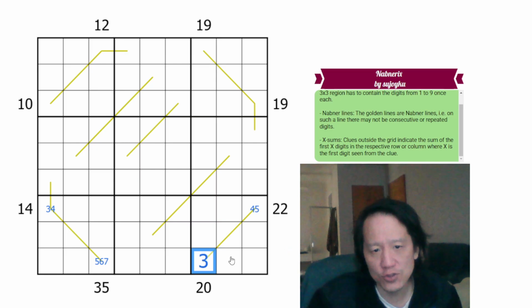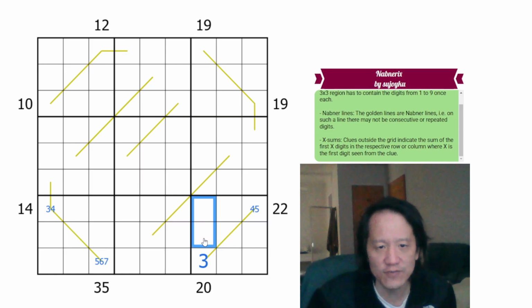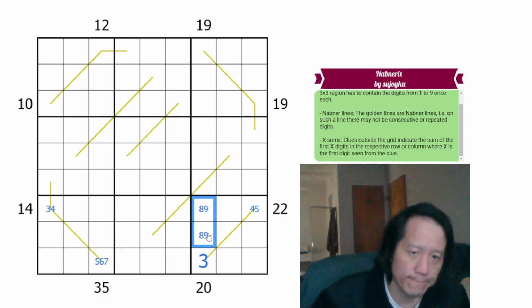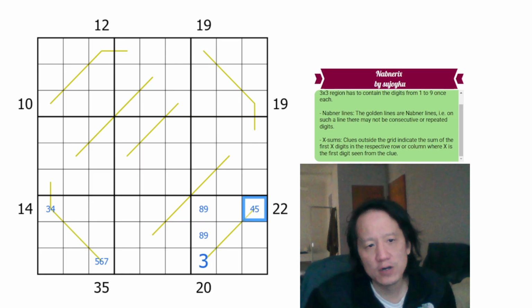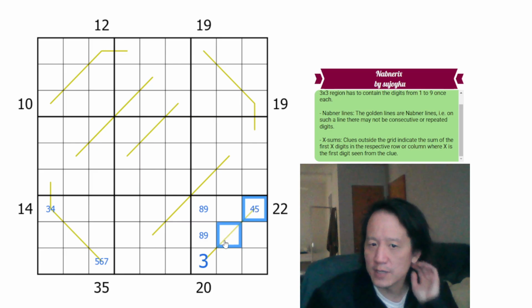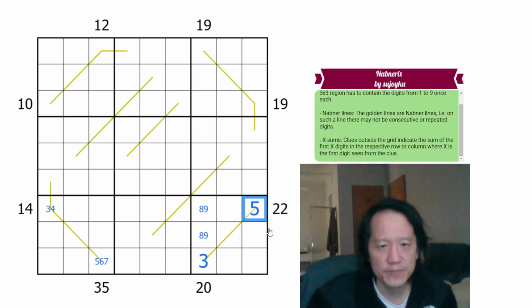Therefore, it has to be 3, which means the next two cells, apologies, have to add up to 17, which would only be 8 and 9. Therefore, this is 3, 8, and 9. This can't be 4 because it's consecutive with 3, and on the Nabner line, you can't have consecutive numbers on the same line. So this has to be 5.